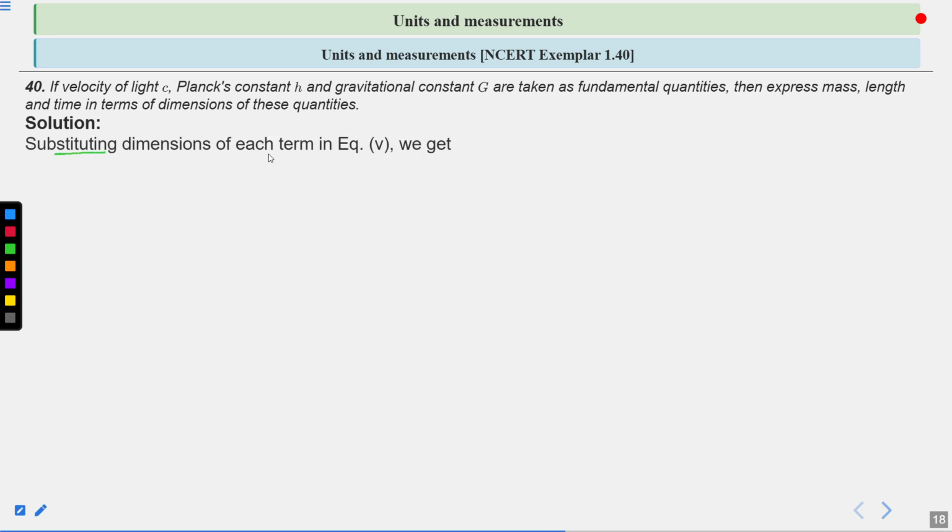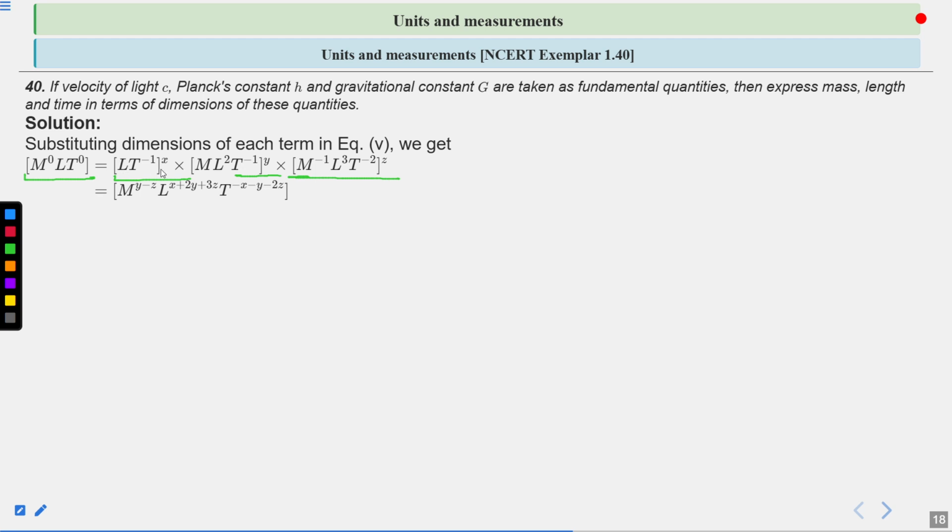So substituting the dimensions of each term in equation 5, we get a new relation. The LHS is M^0 L^1 T^0, and the RHS is this one. Here we will use the principle of homogeneity. When we compare the LHS and RHS, we get the values of x, y, z.